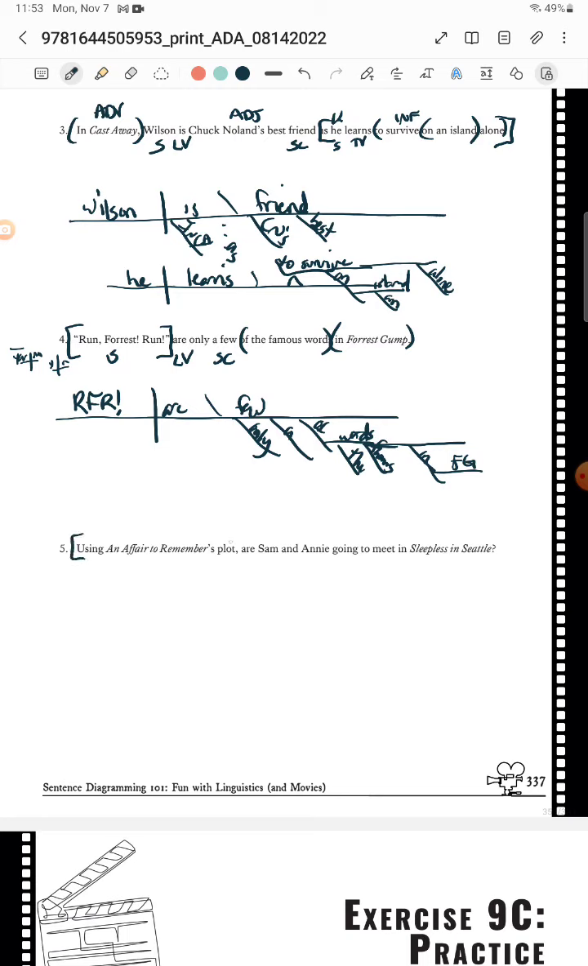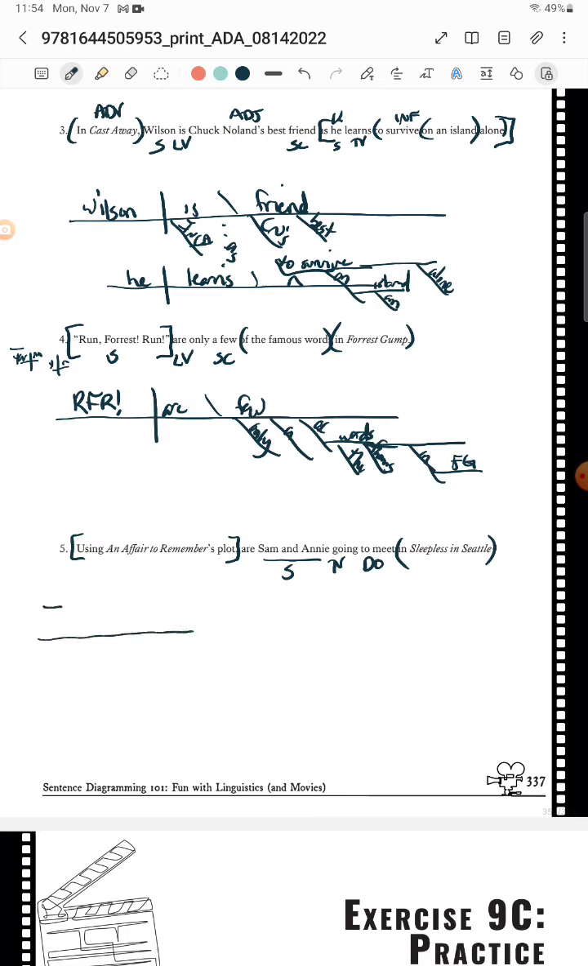So we know this is actually just a phrase, right? Using an affair to remember's plot. That's really like an absolute. It's just kind of hanging out. Oh, and it's a question. Doesn't matter. We're just going to flip it. So Sam and Annie is going to be my subject. Are going. They are going. They are going to meet. Are they going to meet? They are going to meet. And then where are they meeting? In Sleepless in Seattle. Okay.